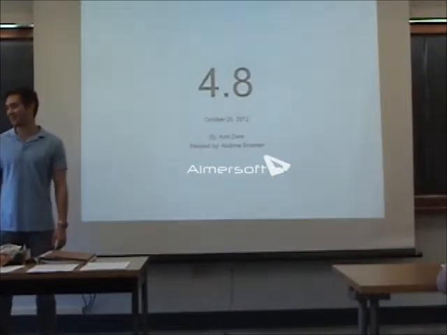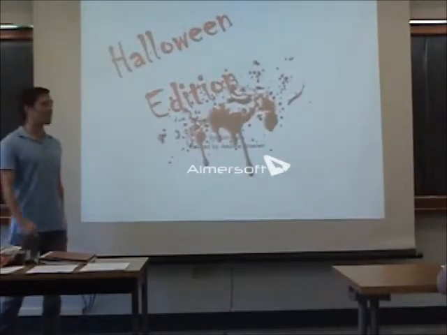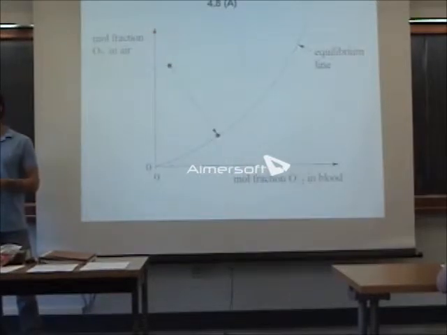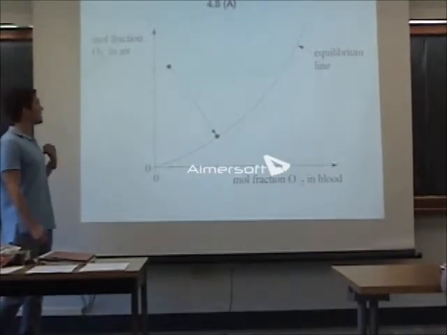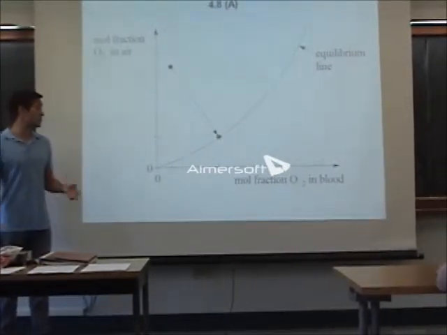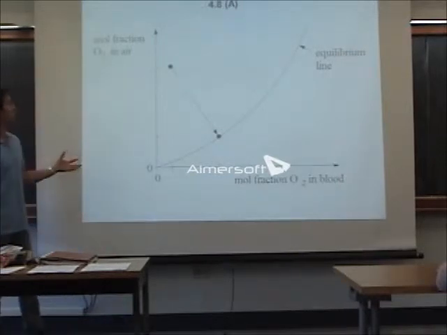So 4.8, in the name of the holidays, the Halloween edition. Okay, so we have part A. Part A was just, you have your absorber, which is your lungs. You have your blood going in, your blood leaving, and the air going in and the air leaving your lungs. So we're labeling the plot.